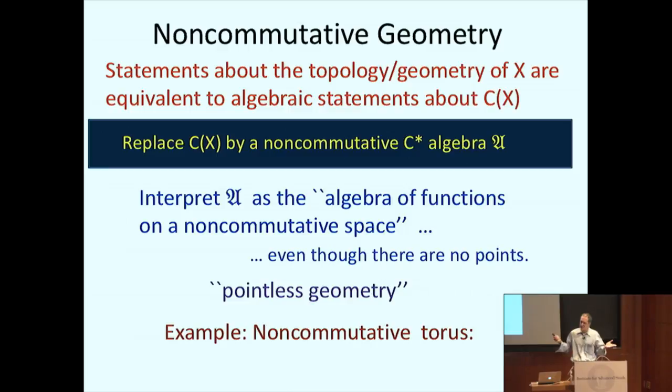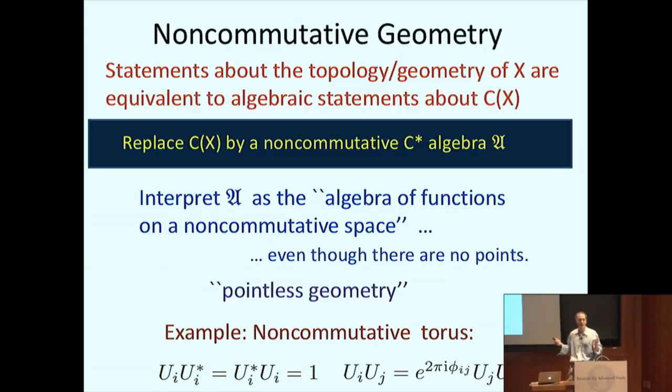So a good example here is the non-commutative torus. It's generated by a lot of unitary operators that satisfy this exchange relation. And if phi ij is rational, then this is Morita equivalent to the algebra of functions on a torus. And if it's irrational, it's not the algebra of functions on any commutative space. It's the non-commutative torus.